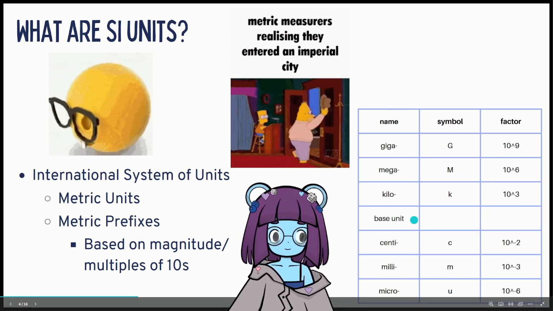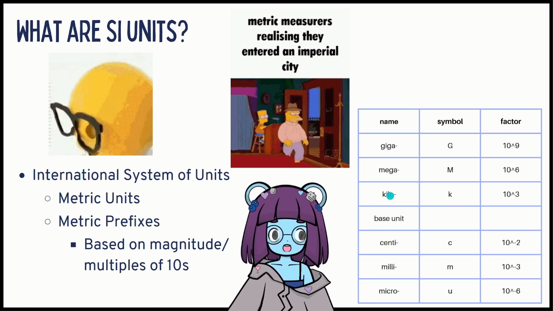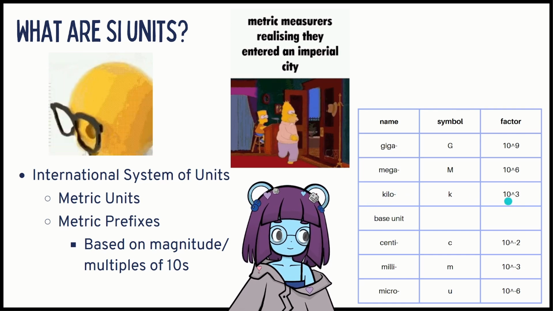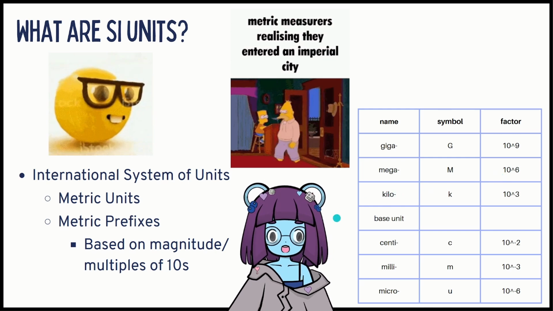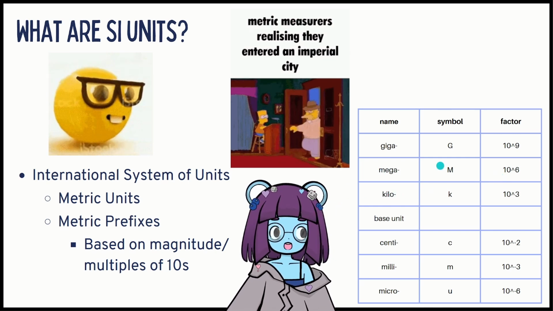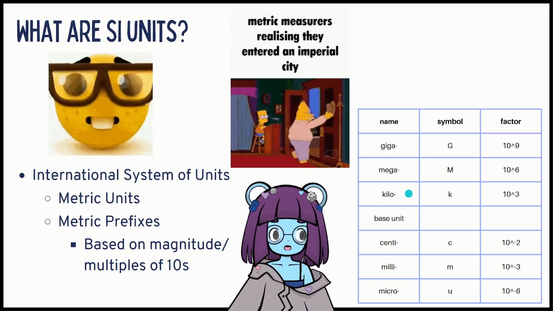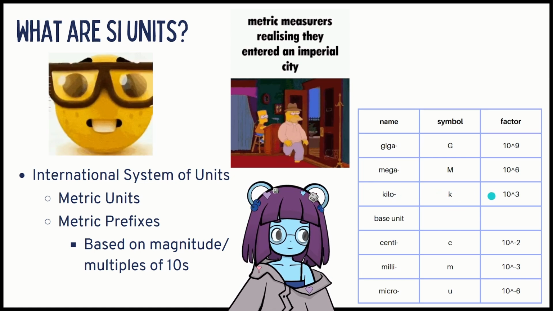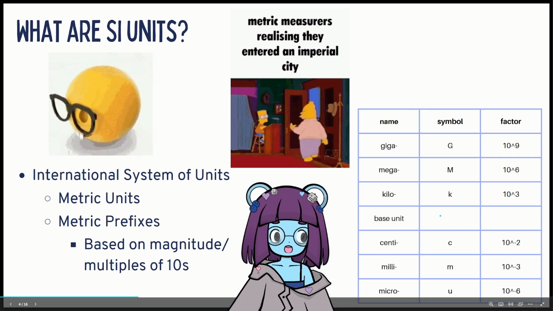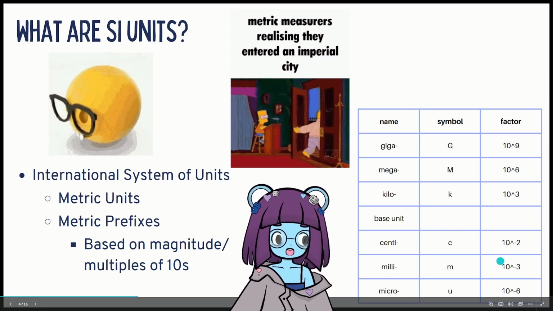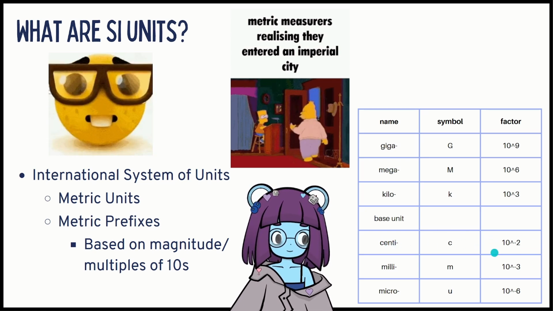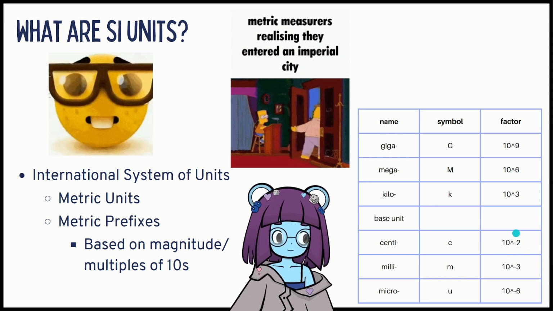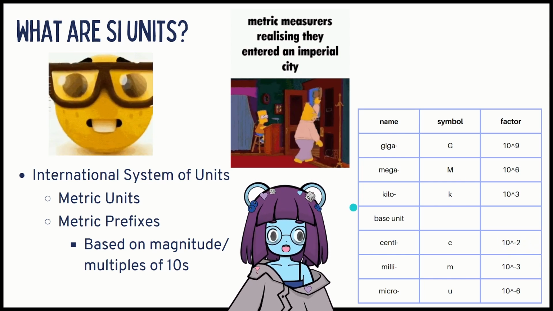If we look at the base unit and we look at kilo, we can see that kilo has a factor of 10 to the third power, and this means that a kilogram is 10 times 10 times 10 greater than the base unit. So it is 3 orders of magnitude, or 3 multiples of 10, greater than the base unit. If we look below the base unit, this part of the chart shows magnitudes of a lesser value. So here we have centi, and centi is 2 orders of magnitude less than the base unit, and that can be seen by the factor, which is 10 to the negative 2.